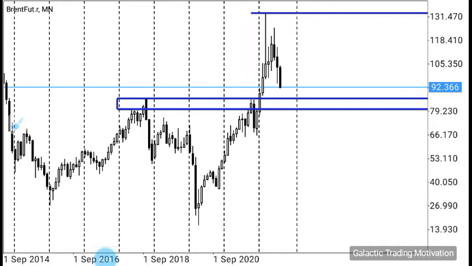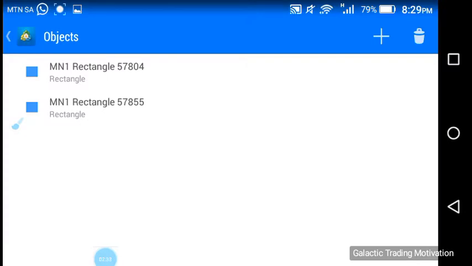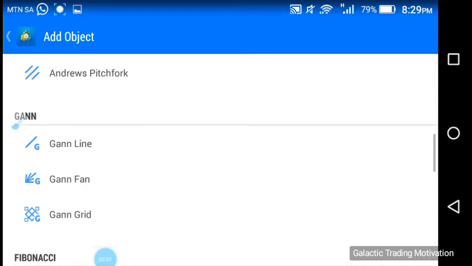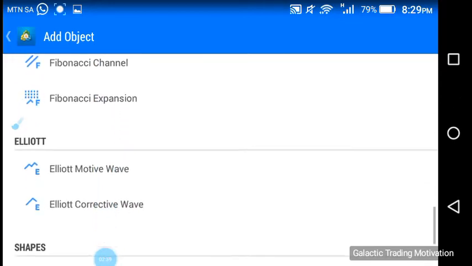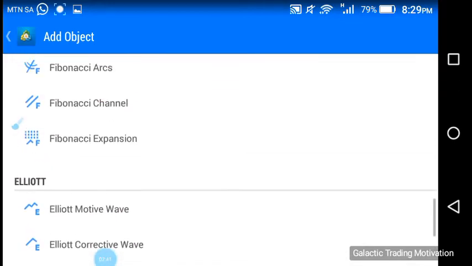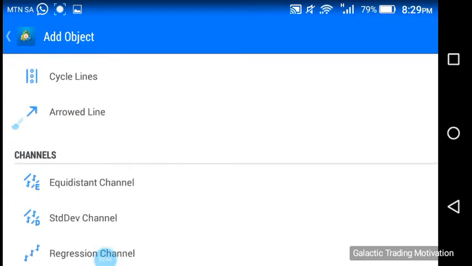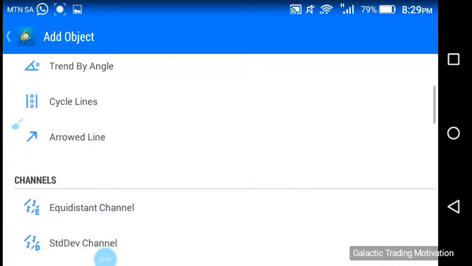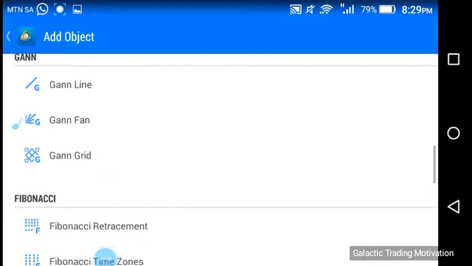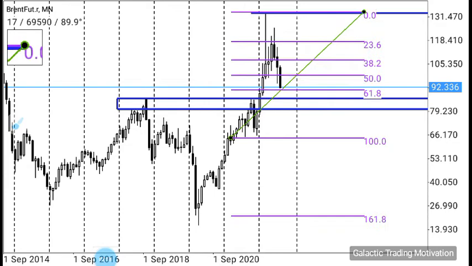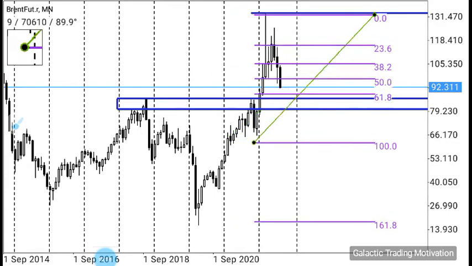So let's continue. The next thing that I'm going to do is to utilize the Fibonacci retracement tool, just to see if that neckline of that huge W structure actually aligns with any of the key numbers that we have on the Fibonacci tool. So just bear with me. Let's see, Fibonacci. Okay, here we go.